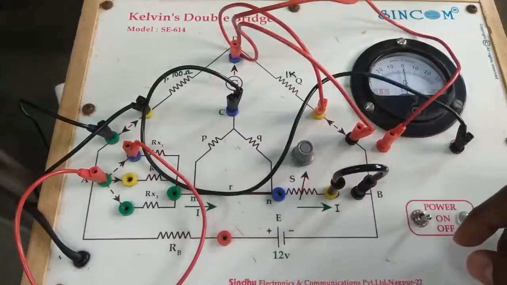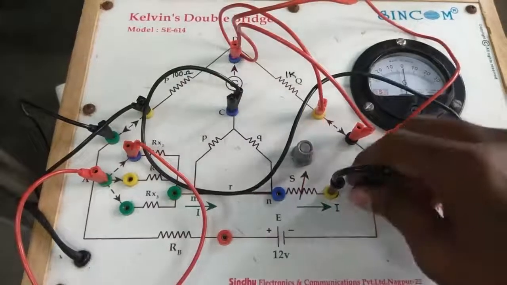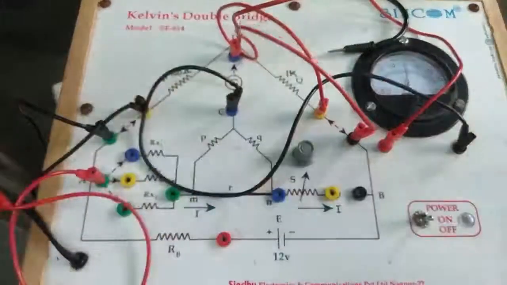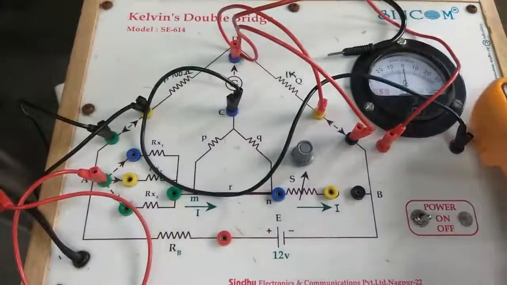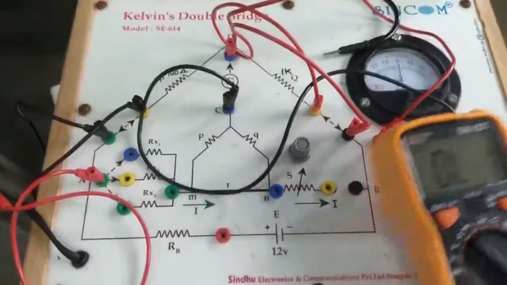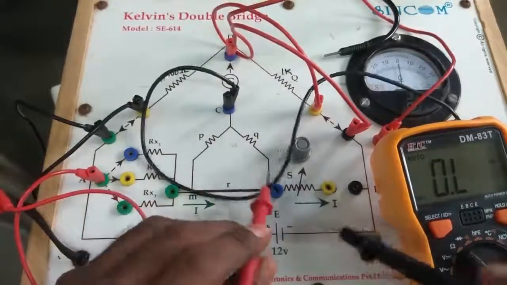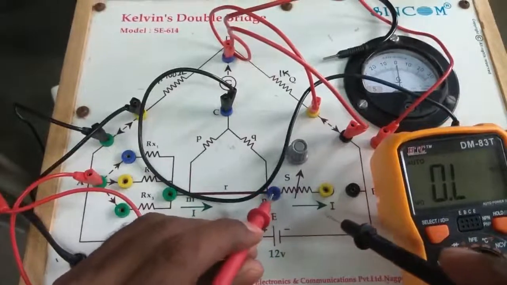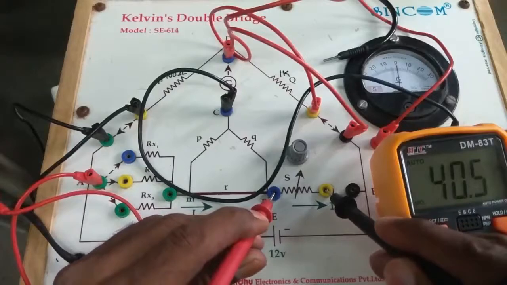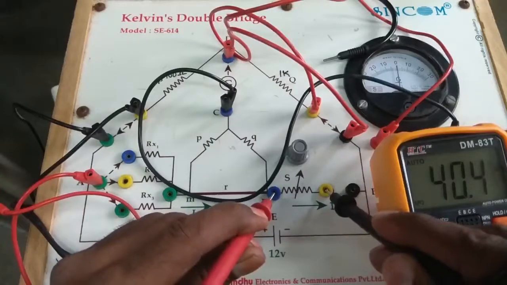After switching off the kit, we will remove this patch cord and also this patch cord, and with the help of the digital multimeter, I will measure the variable resistor S. It is showing 40 ohms.